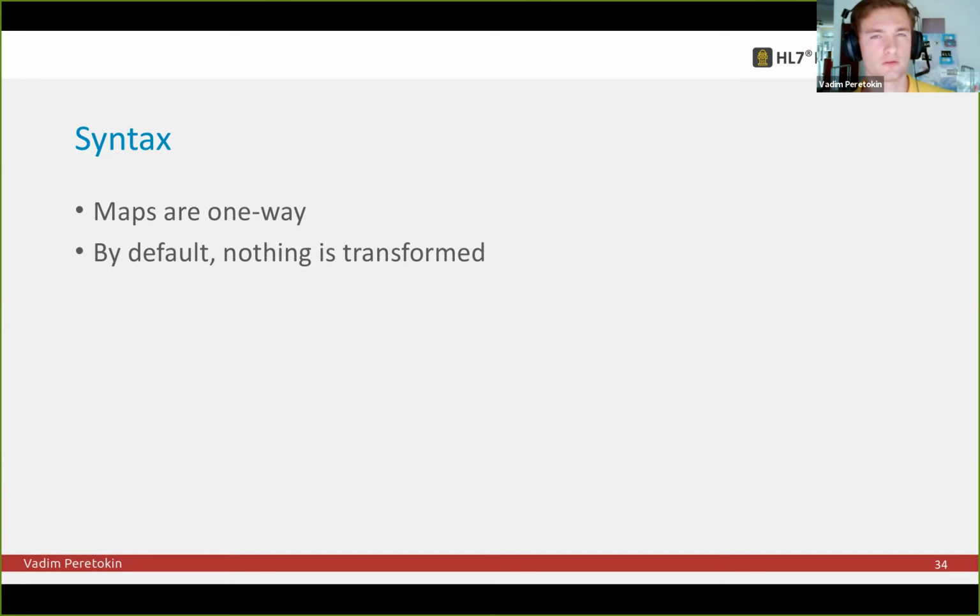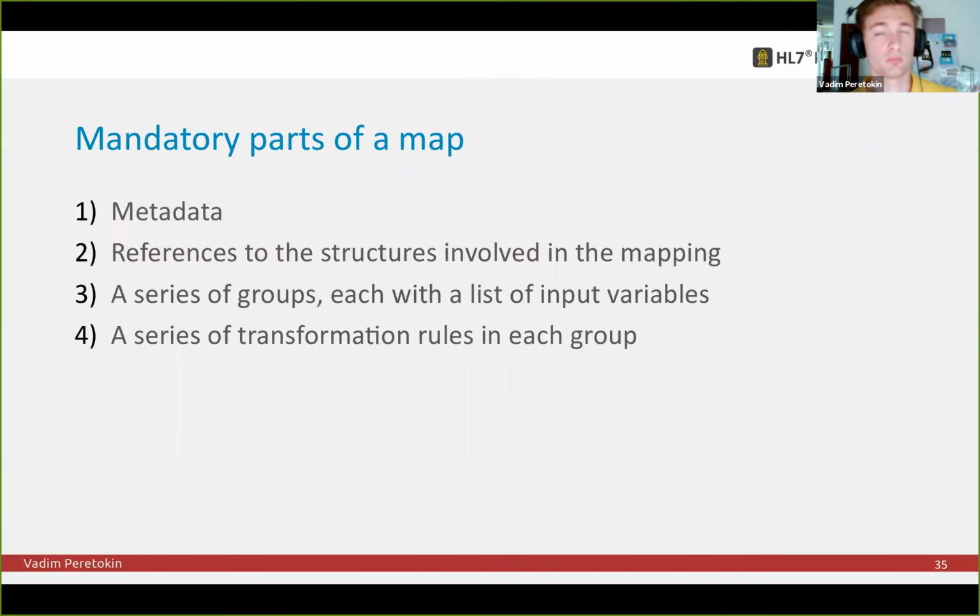And also, by default, nothing is transformed. That is, if an element isn't mentioned, it's not going to get transformed. It'll essentially get ignored. So you want to explicitly mention every element in your map in order to transform it. With this information in mind, let's jump into the mandatory parts of a map.